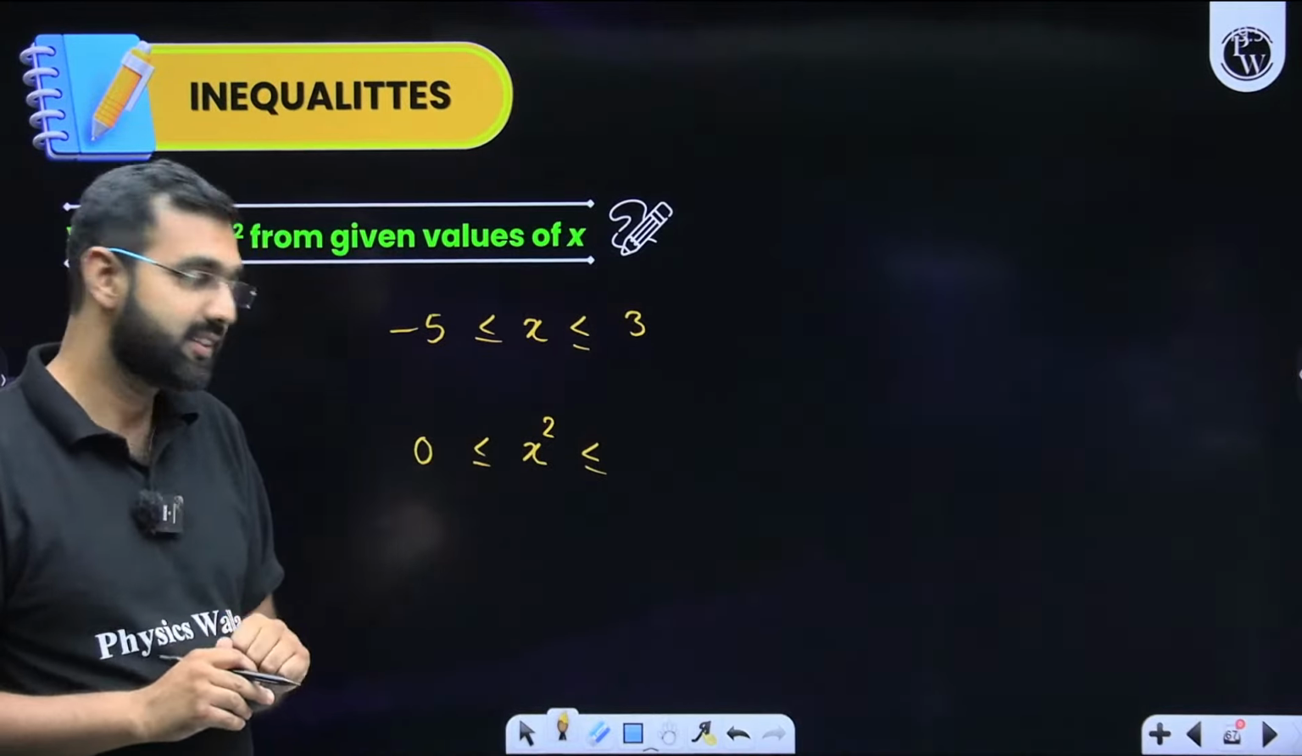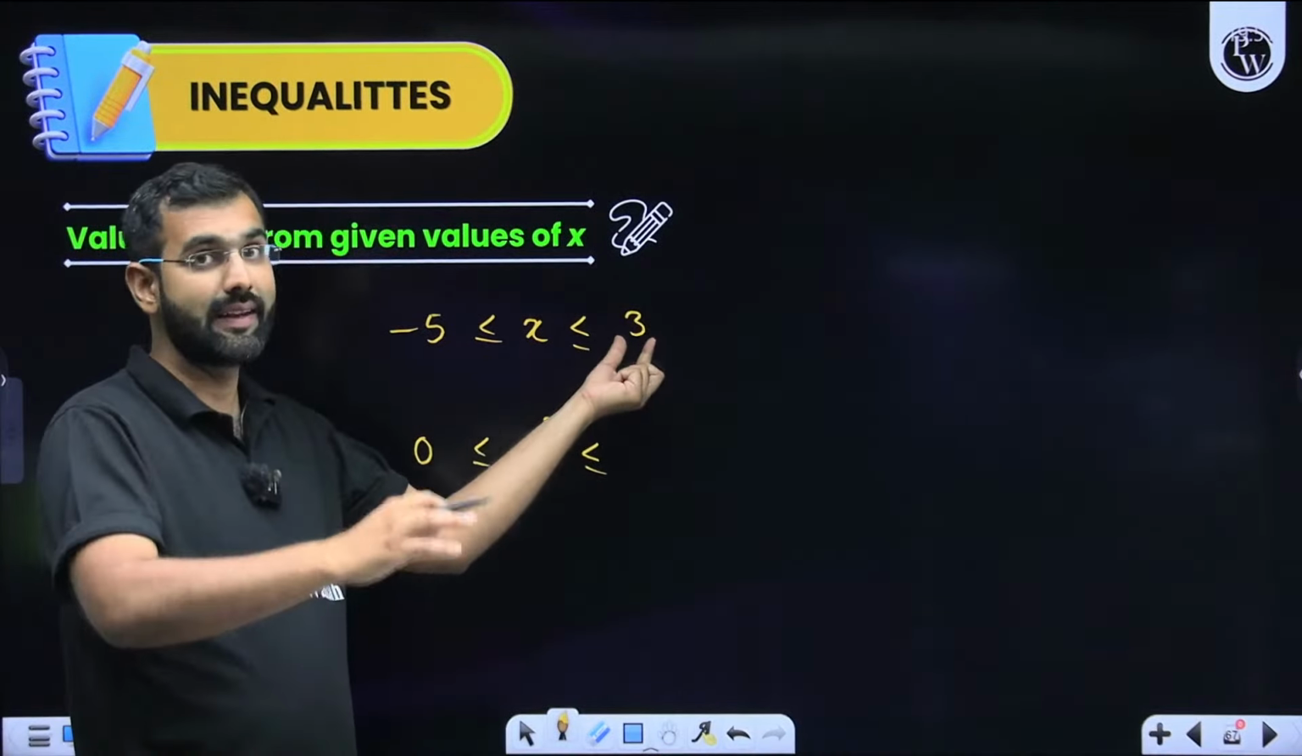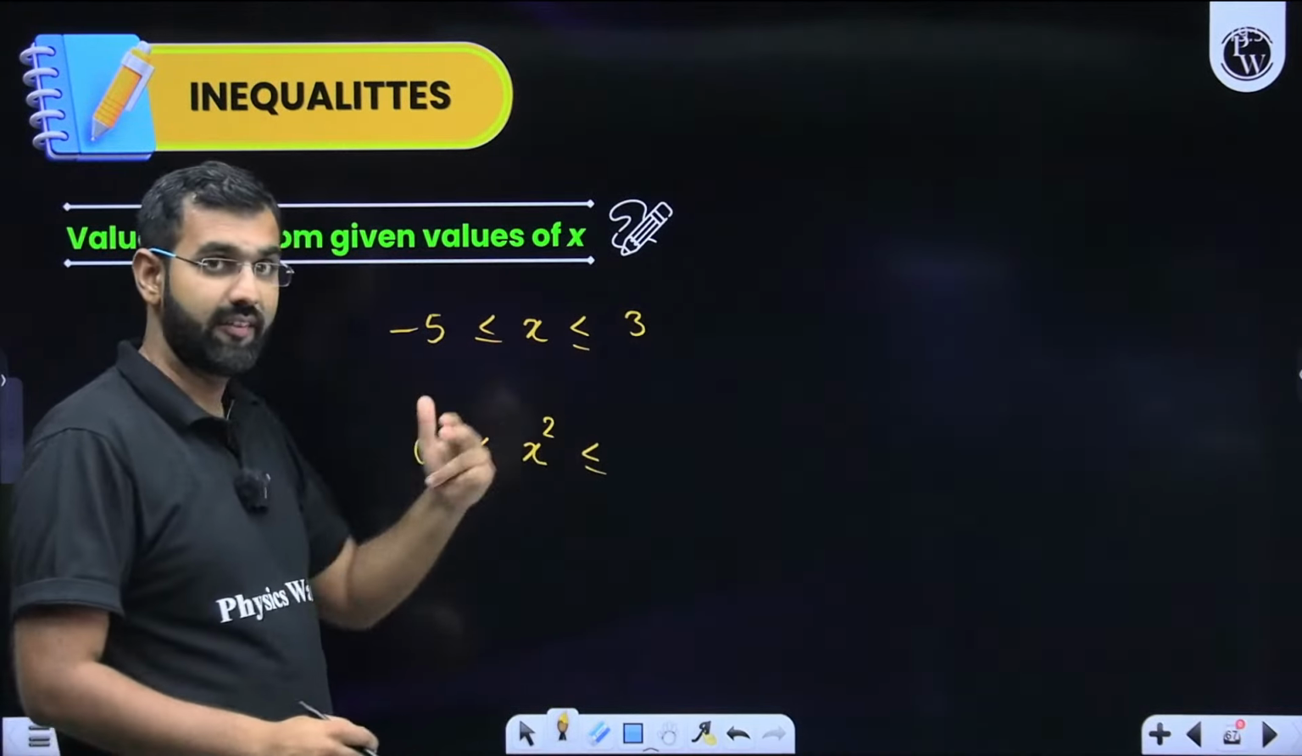And what will be the greatest value? Sir, till this 3, I'll be getting 9. And till this -5, I'll be getting 25. So I think I'll be getting all the values from 0 to 25. Everybody got that? Everybody understood that? Are you all there? Let me take one more example to make you more clear on this.